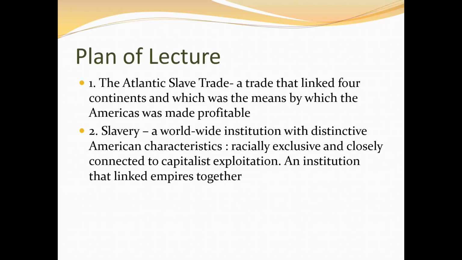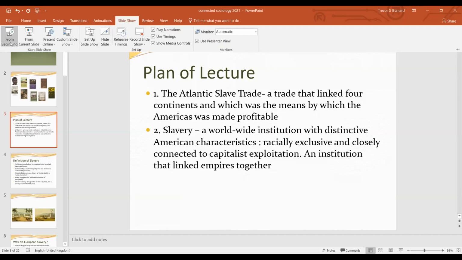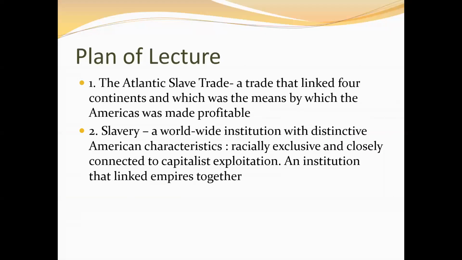Just to talk about some of the things that we want to cover today. This is very much a brief overview, about slavery as a worldwide institution with distinctive American characteristics, racially exclusive and closely connected to capitalist exploitation, which I think is what our other two speakers are going to be talking about. It's an institution that linked empires together. So when we think about slavery, we think of it as an Atlantic institution in particular, but it is something that is much bigger than that.